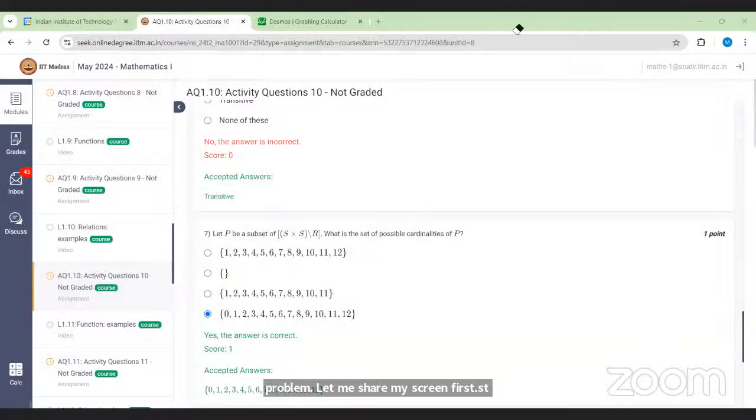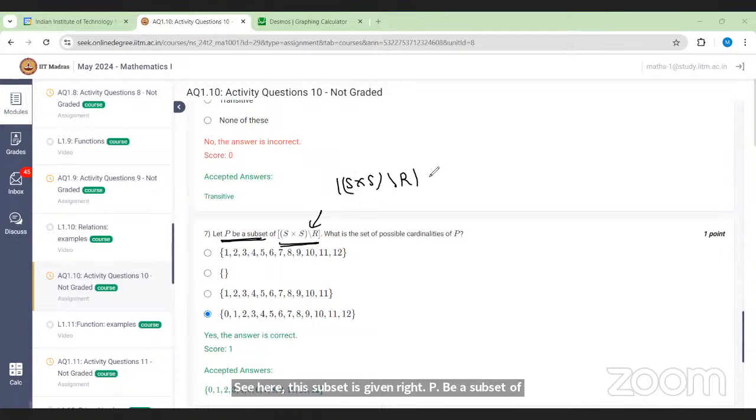Is that fine now? This subset is creating the problem. Let me share my screen first. See here, P is given as a subset of S cross S minus R, and the cardinality of S cross S minus R is 12. So if you take any subset of this set, its cardinality can be 0 to 12.